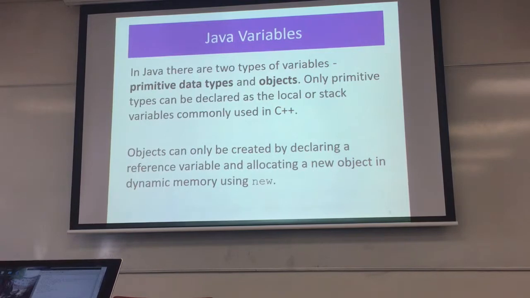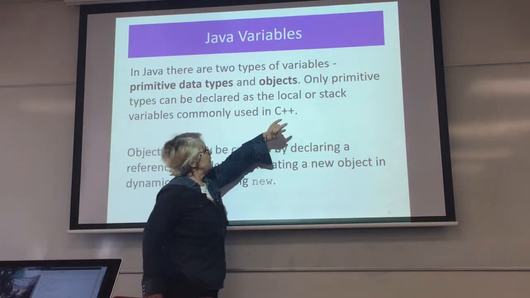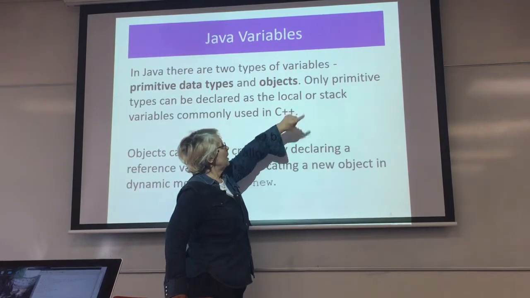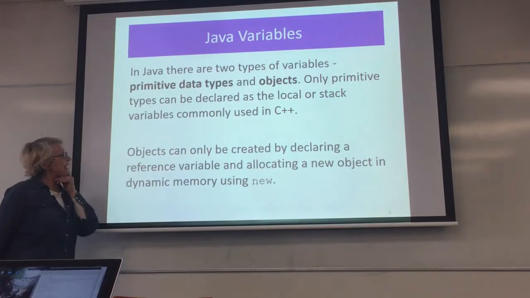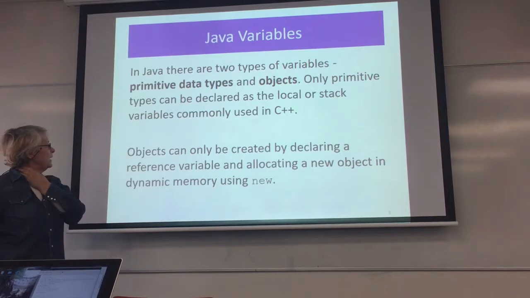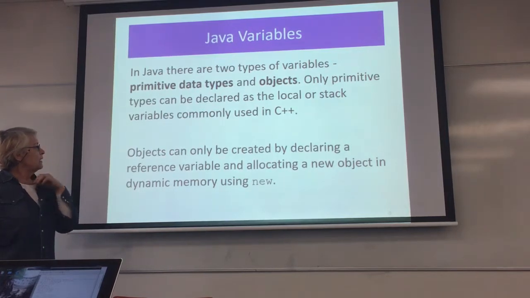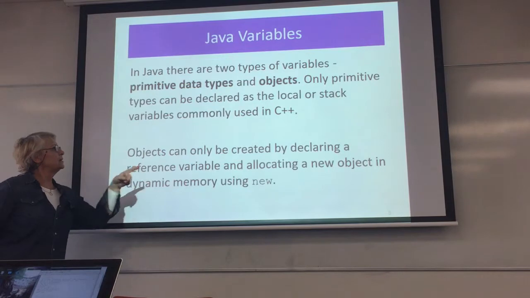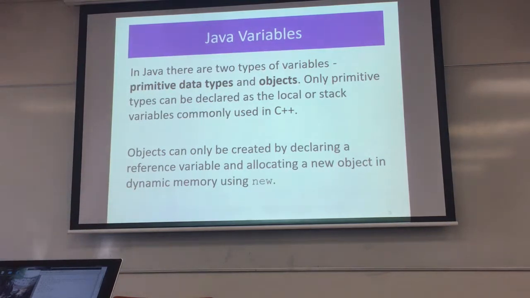Normal data types, as we know, are the reason Java is not considered a pure object-oriented language, and then there are object types. Primitives are declared on the local stack, like in C++, but objects are called reference variables, and they are declared using new.